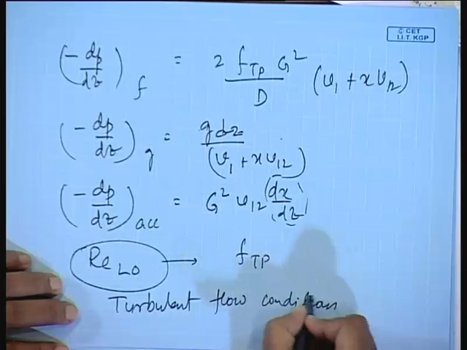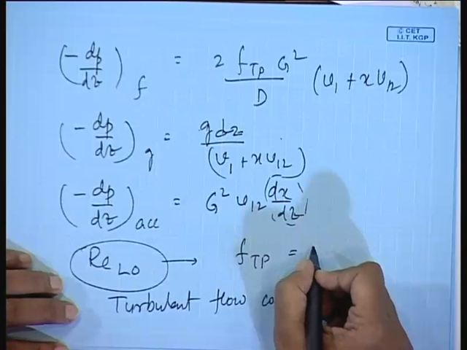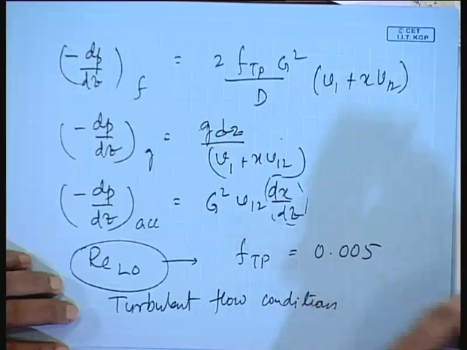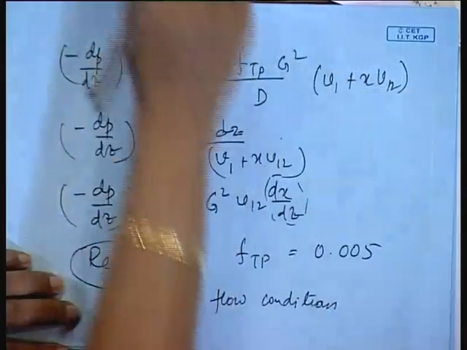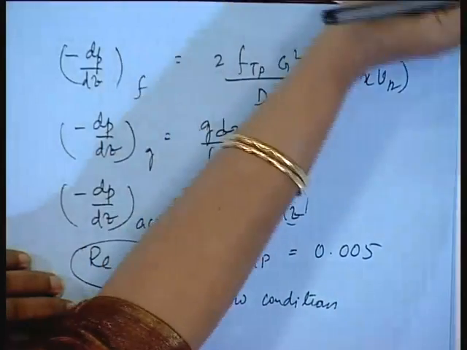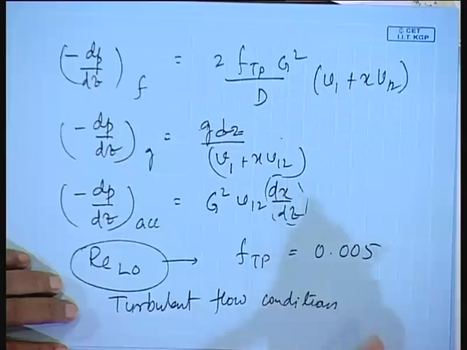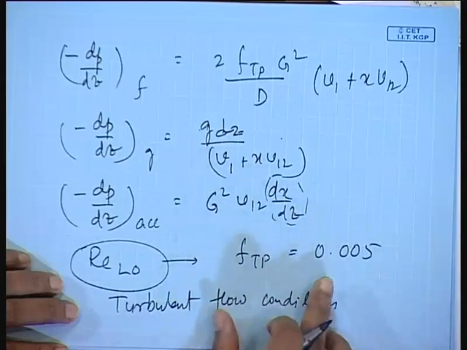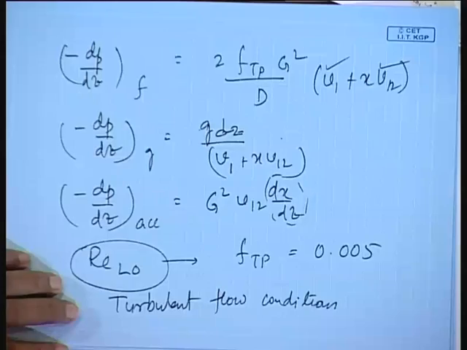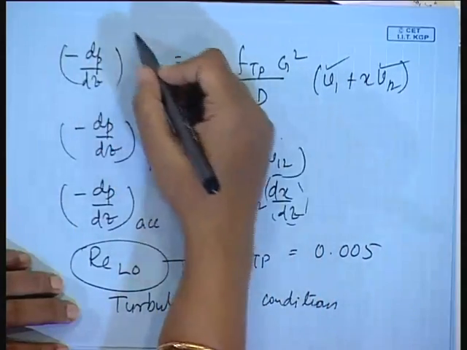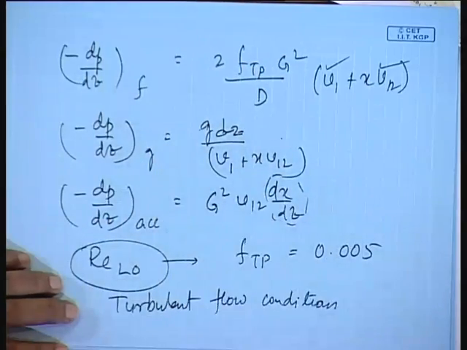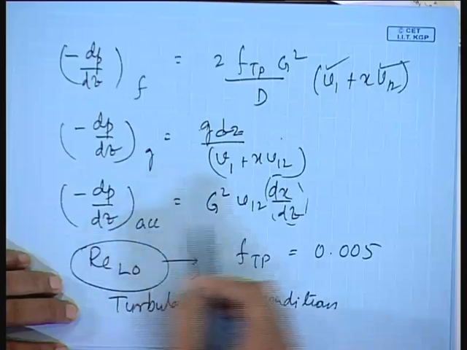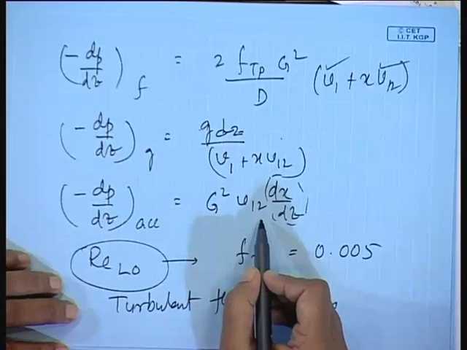When nothing is given, simply assume f_TP to have a constant value of 0.005, just to make matters simpler for you. Agreed? If something is specified, then it is fine. When nothing is specified, then you can simply assume f_TP equals 0.005. So, the moment you know this, you know v1, you know v12. Therefore, more or less you can find out the frictional pressure gradient. Okay. Similarly, the gravitational pressure gradient also you can find out, and the acceleration pressure gradient also you can find out.